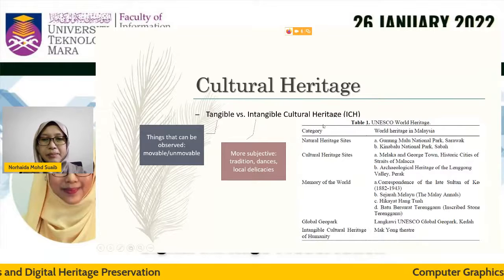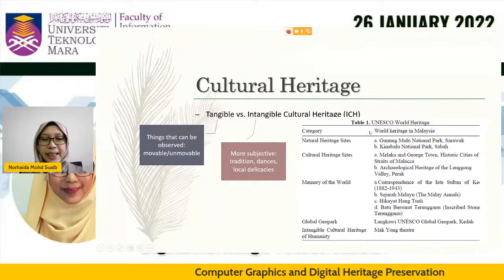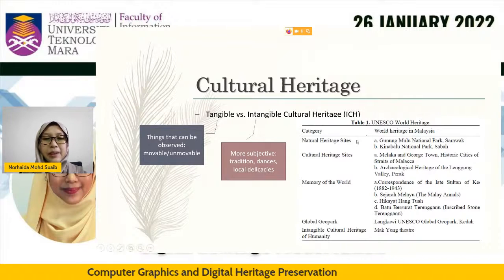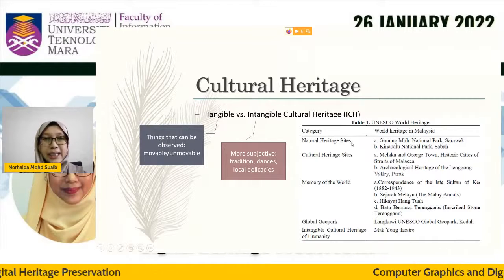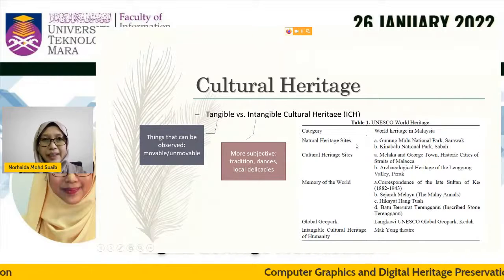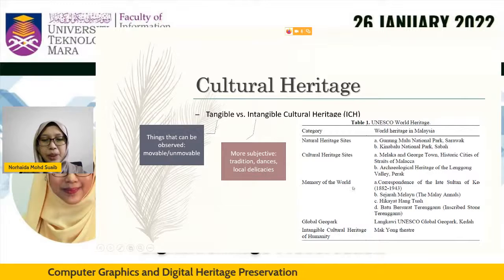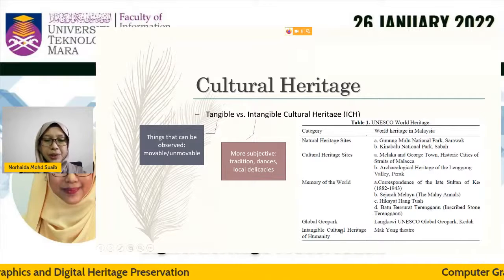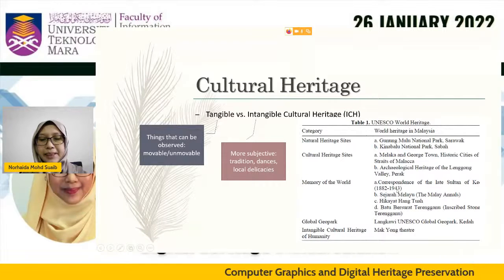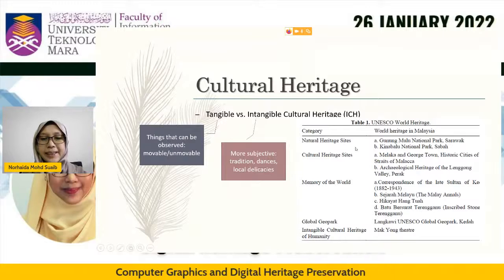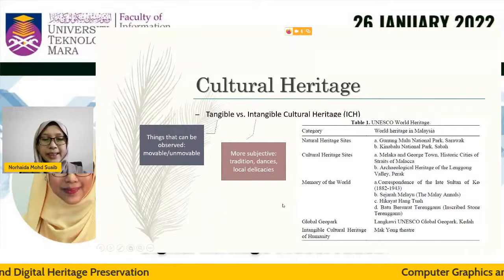So this one, Table 1, is based on UNESCO's World Heritage, and I listed examples of different categories of cultural heritage and also heritage in Malaysia. For example, we have natural heritage sites, cultural heritage sites, Memory of the World, global geopark, and also intangible cultural heritage. So in the table, it lists some examples of these more specific categories of heritage and also cultural heritage.